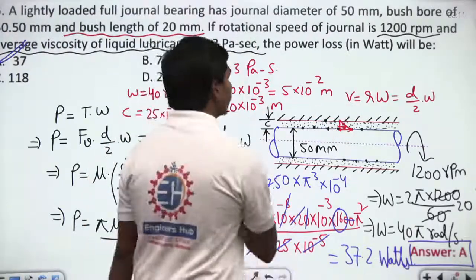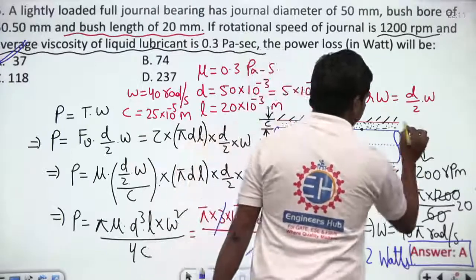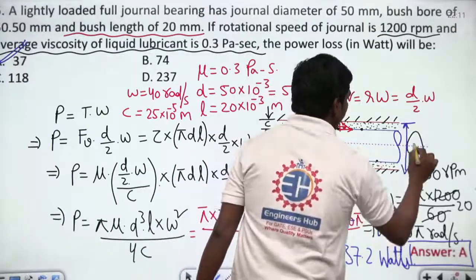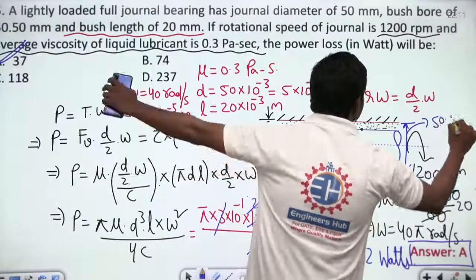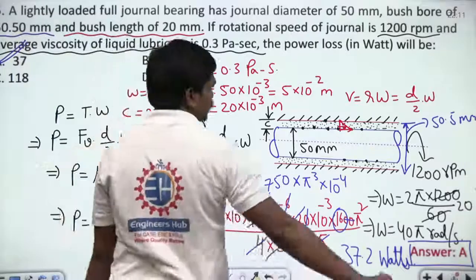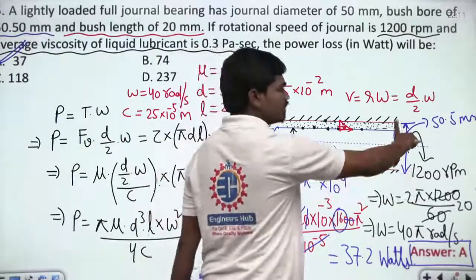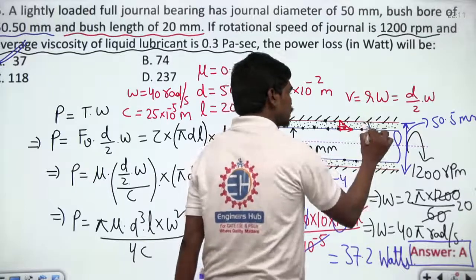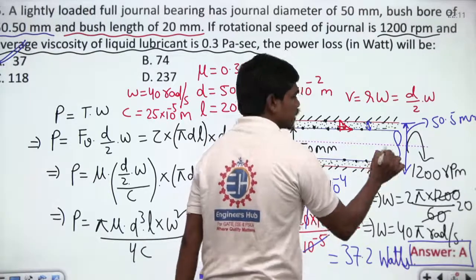No issue. Look here. This total diameter of the bush is 50.5 mm. You can see 50.50 mm. If this total dimension is 50.5 and this is 50, then the difference means the sum of this clearance and this clearance. Both the clearances are the same.